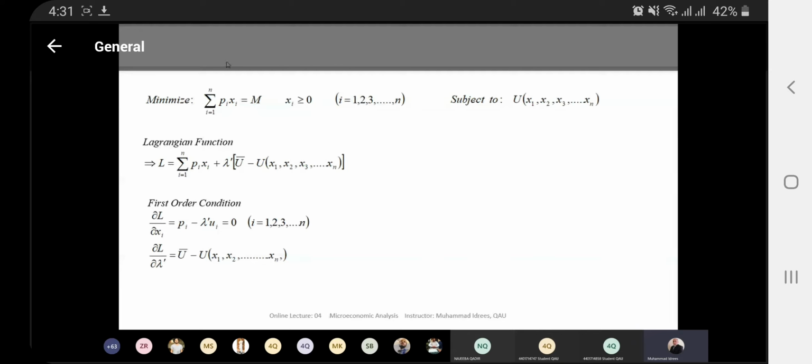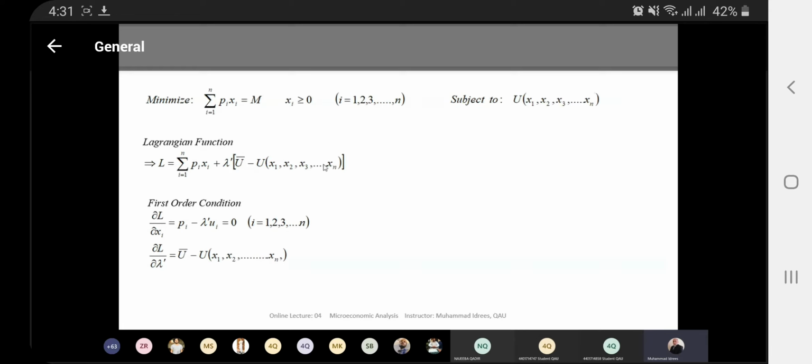So when you differentiate this particular equation, which is the Lagrangian function, say you are taking the derivative with respect to x, the derivative of x is 1, so we are left with only p, it's written here p, and then plus the Lagrangian multiplier lambda prime, and then you can see that within the bracket, this is a constant term, its derivative will be 0, and this is the utility function.